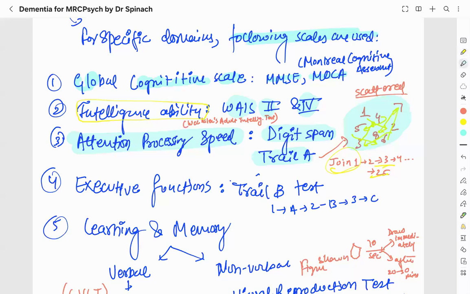The next one is executive functions using Trail B. Executive functions test your processing. Are you able to think, plan, and process?